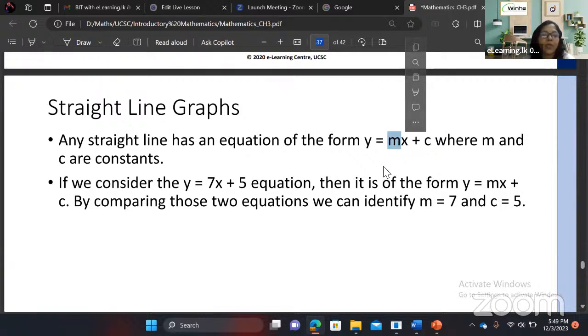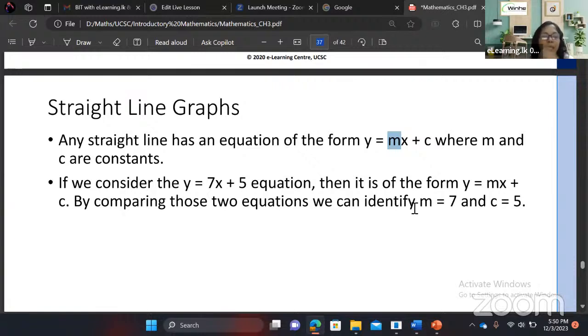m is always representing the slope of the straight line. And c is representing the point where the straight line crosses the y-axis, right? If the straight line equation is in the form of y equal to mx plus c, you can easily find the slope of the straight line. It is equivalent to m, and the crossing point of the y-axis is equivalent to c, right?